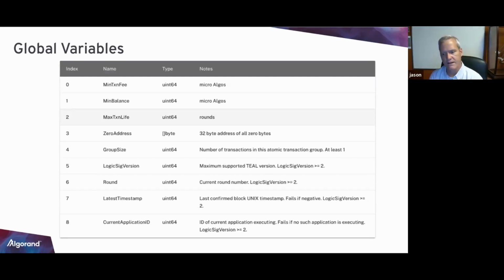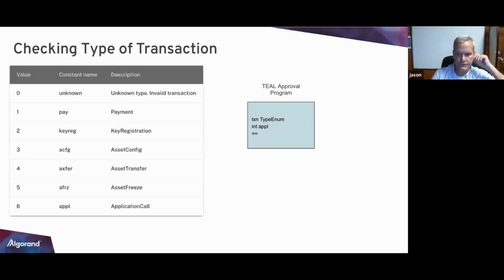And this prevents some, because that particular transaction type can actually close out an account. And if you don't code for it, then you're going to end up losing funds. All right, so those are some of the global variables. And then you can also check the transaction type.